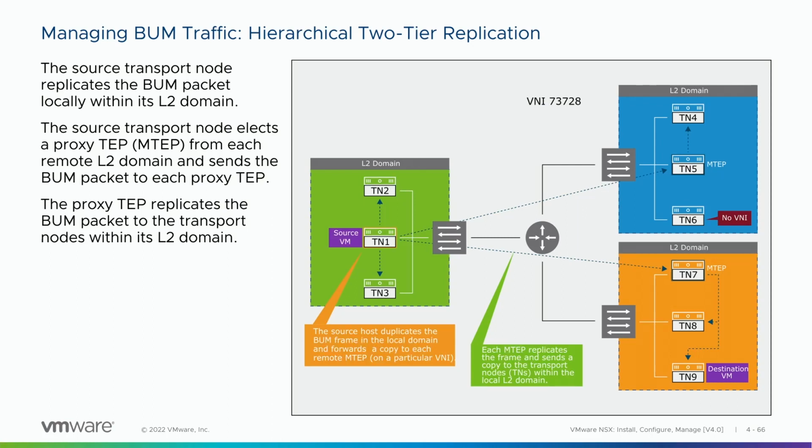Now, any tunnel endpoint at all can behave and will behave as a proxy tunnel endpoint. They don't even have to know that they're chosen as a proxy. So in this case, transport node 5 and transport node 7 were chosen as proxy tunnel endpoints. They don't know. Nothing in NSX tells these tunnel endpoints that they've been chosen as MTEPs.